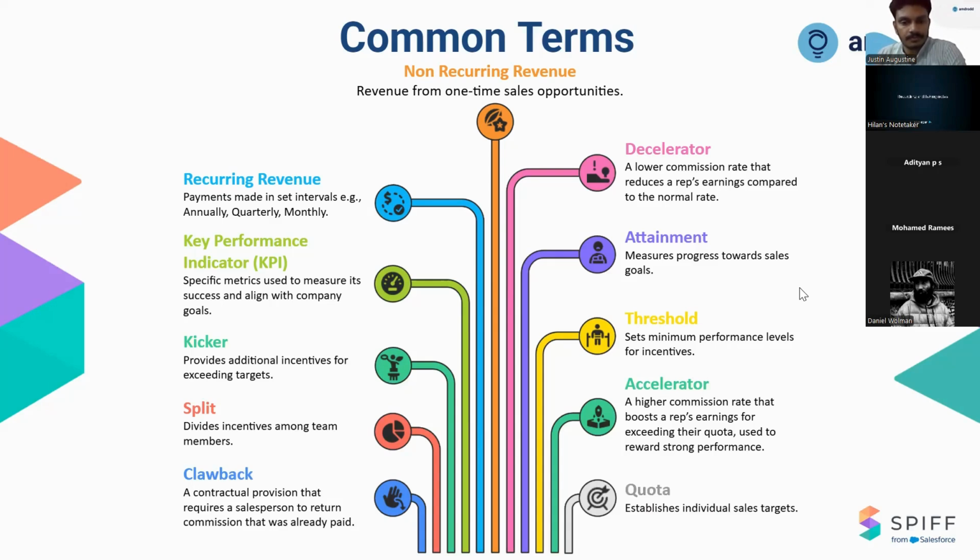A quota is a specific, measurable goal for a sales representative or a team that they must achieve within a given period, such as a month, a quarter, or a year. So these are the terms you need to be familiar with while working on Spiff. These terms will be used while working on or implementing Spiff.